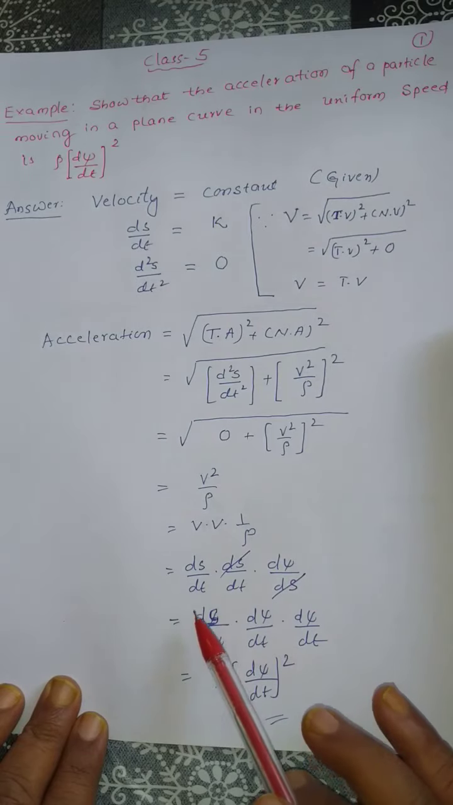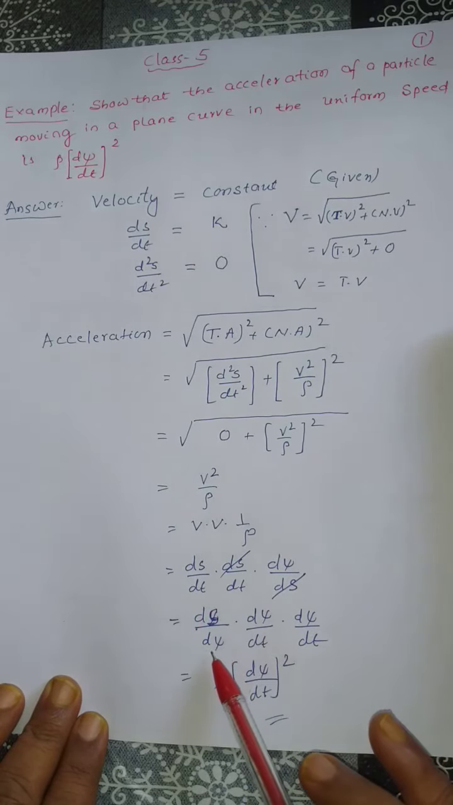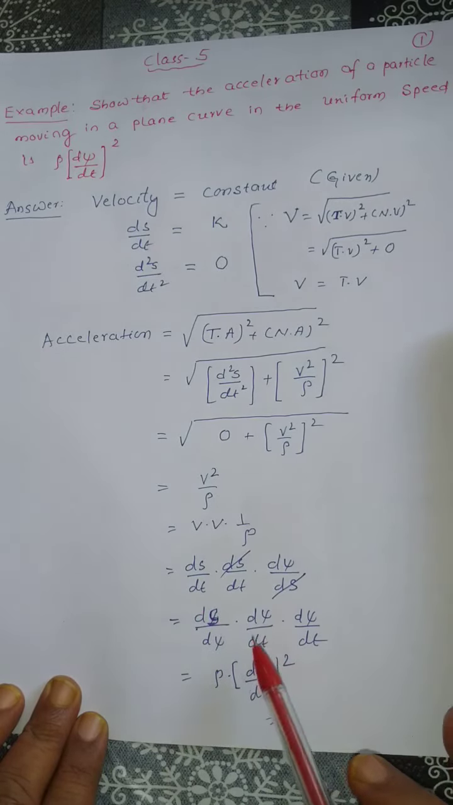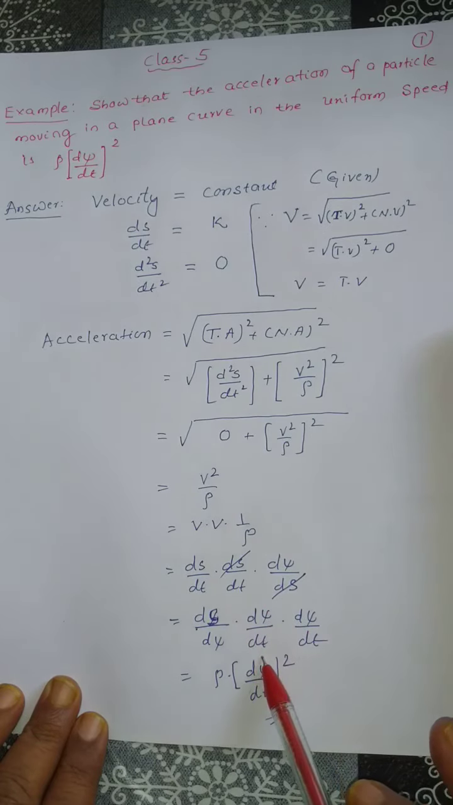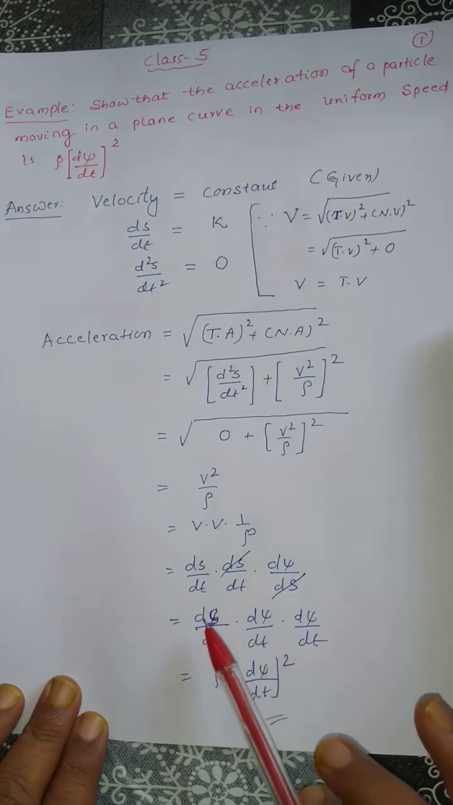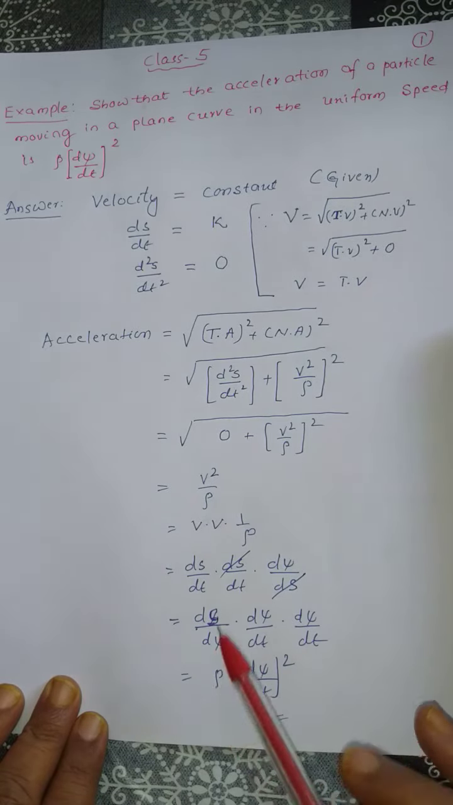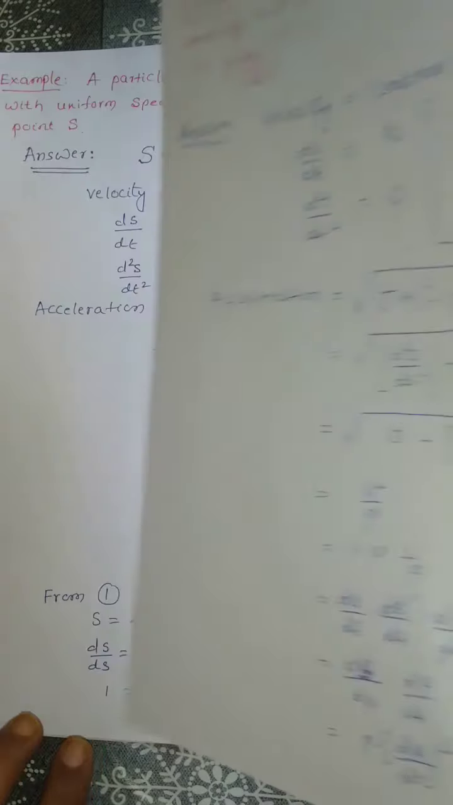Let us rearrange this. So move this dt one step, so d psi into d psi by dt, this dt and this dt are here. So d psi by dt, d psi by dt whole square, and ds by d psi is nothing but the radius of curvature, which is the answer. Okay, we'll go to the next example.